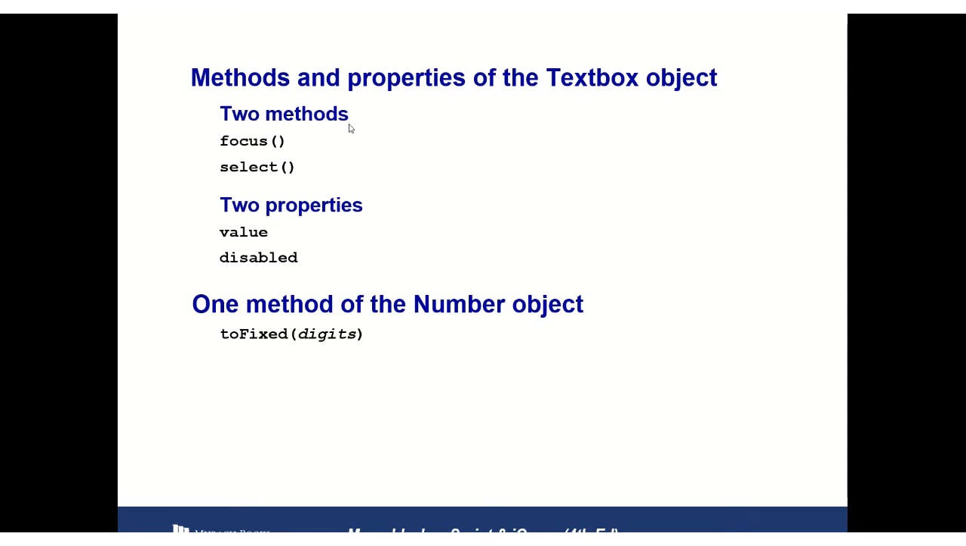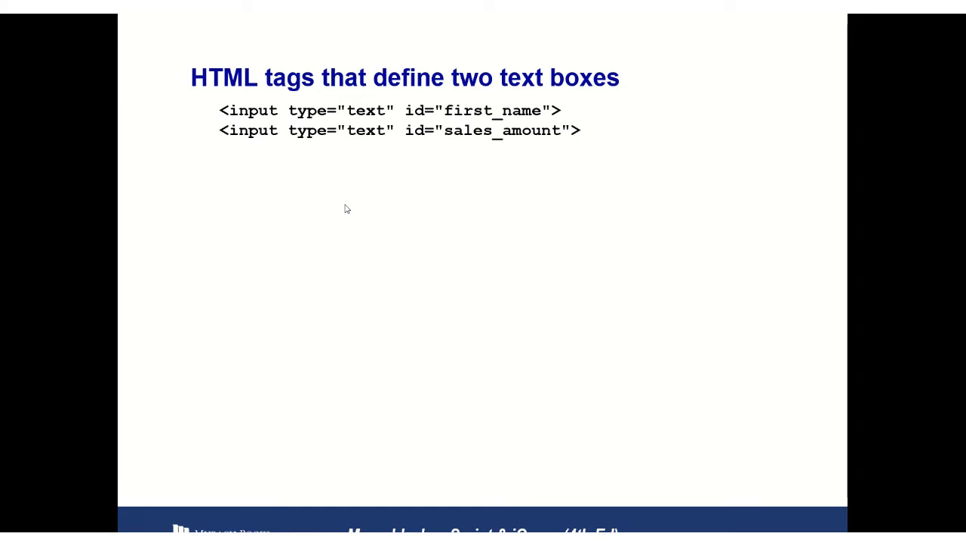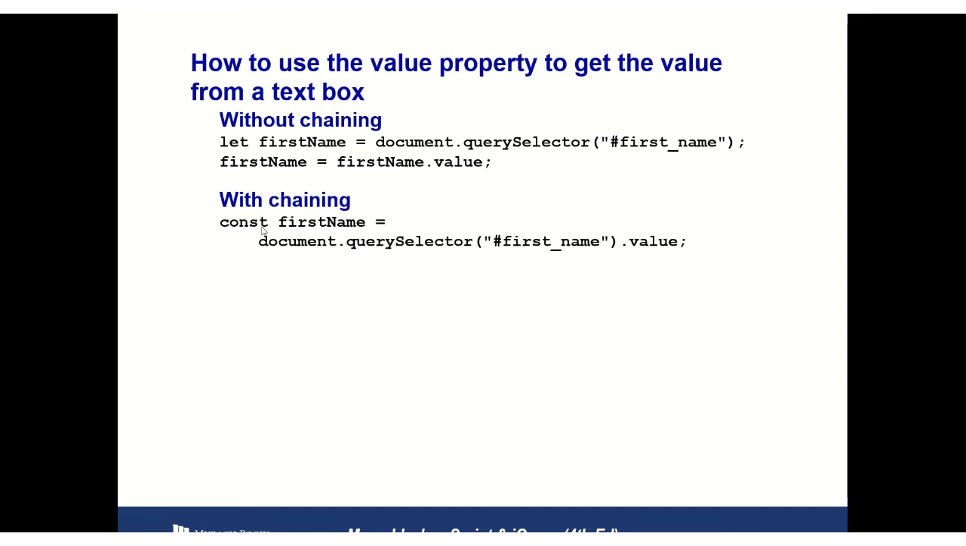So for the text box object, there are two methods, focus and select, and two properties, value and disabled, and one method of the number object, toFixed. We have used these things. And then the HTML tags that define two text boxes: you see here the input, and we are using the first name ID and the sales amount ID. This is an arbitrary application, so we put the reference to that.